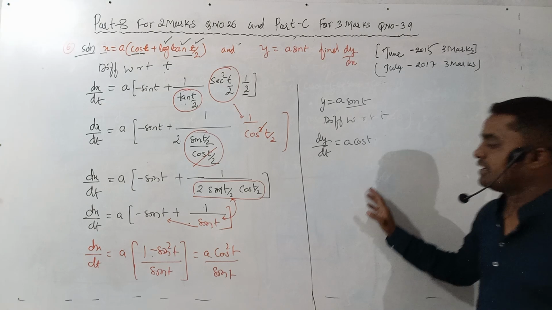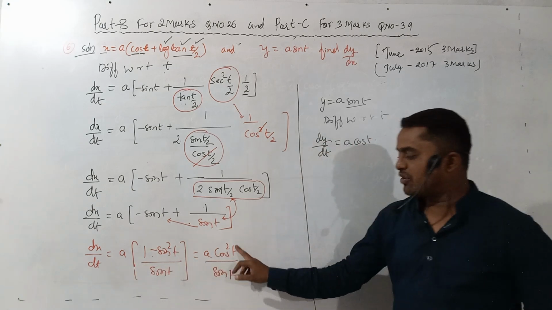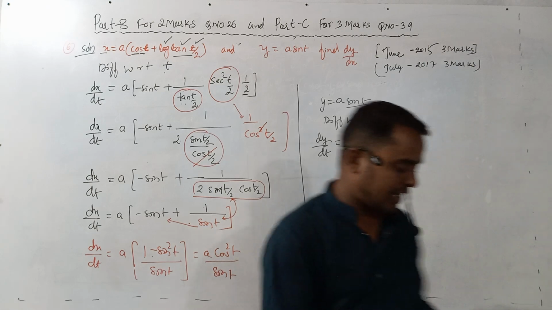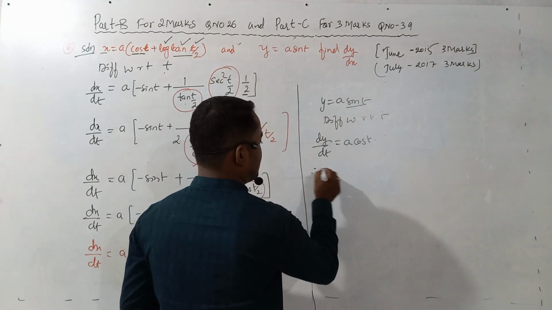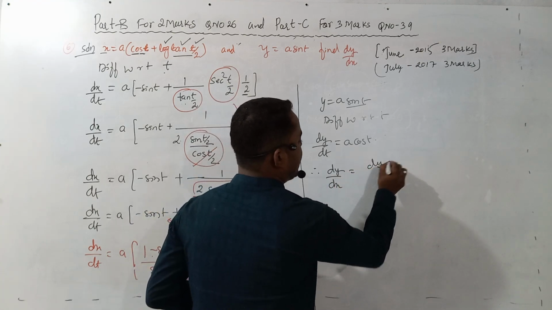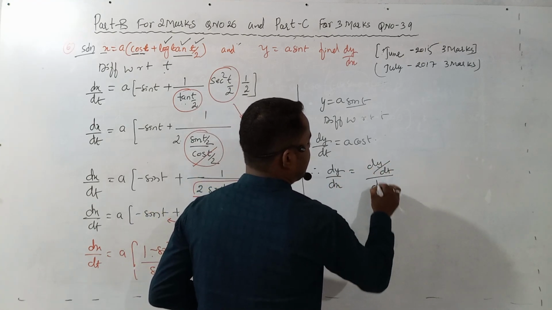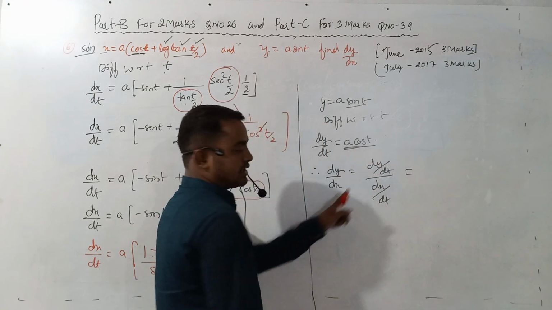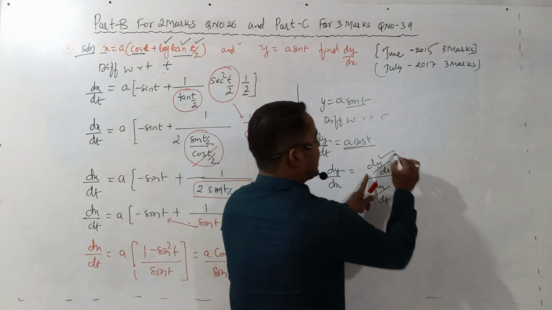See here. dx by dt means what? a cos square t by sin t. dy by dt means what? a cos t. Now dy by dx is equal to dy by dt divided by dx by dt. What is the value of dy by dt? a cos t.